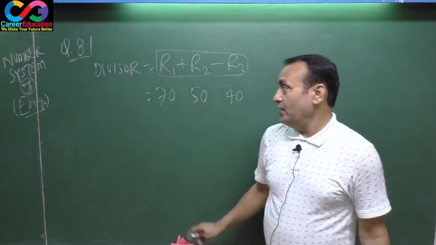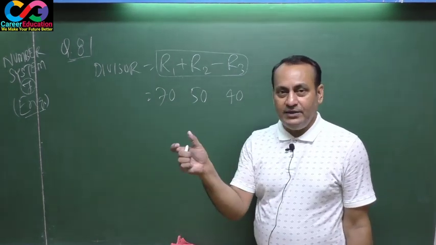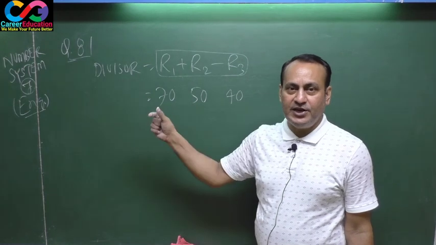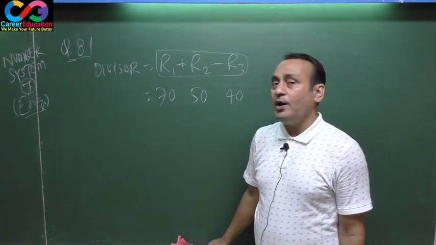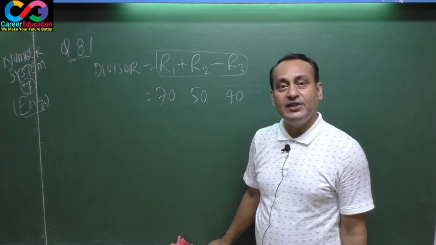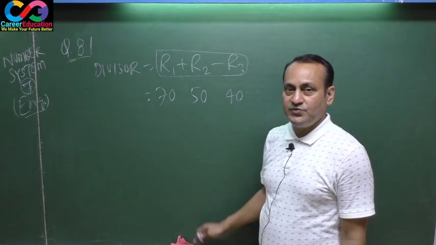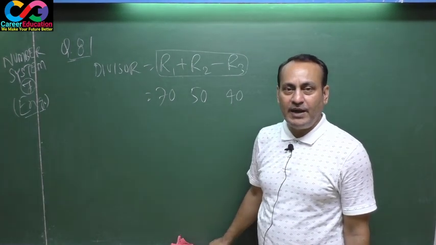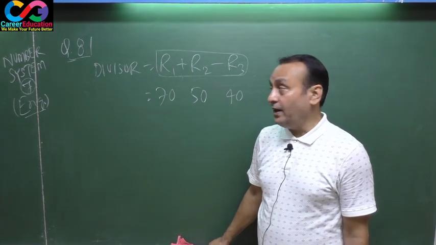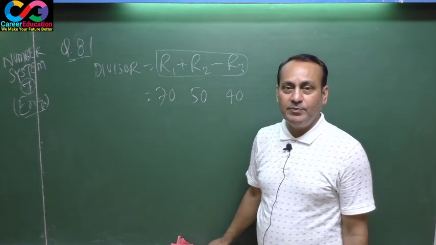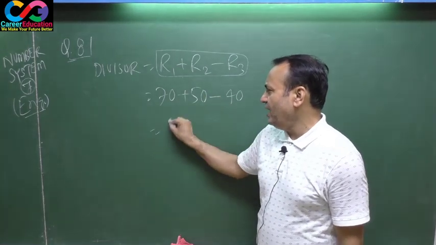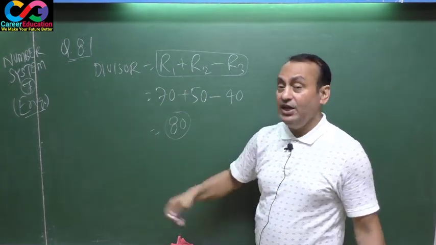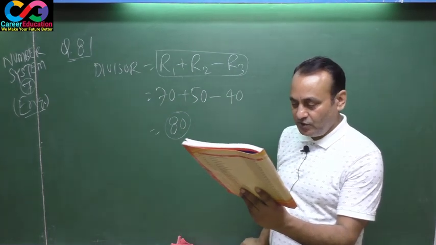That means when you divide two numbers by the same divisor, the first remainder is 70, the second remainder is 50, and when the sum of the numbers is divided by the same divisor, the third remainder is 40. You have to point out the value of the divisor. In such a case, you remember divisor equals R1 plus R2 minus R3. That's why 70 plus 50 minus 40, and this is your final answer. 80 must be the right answer. Note down.